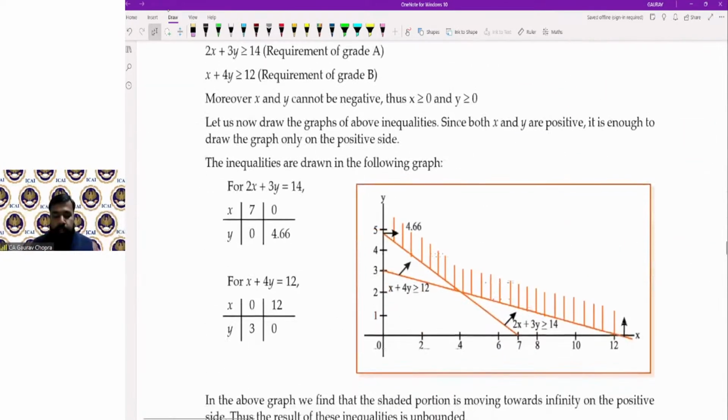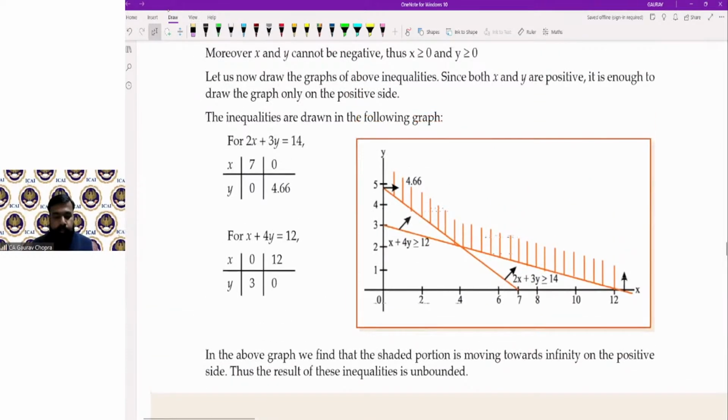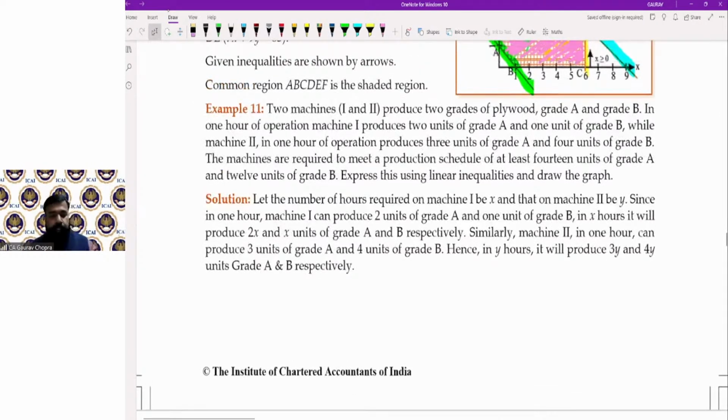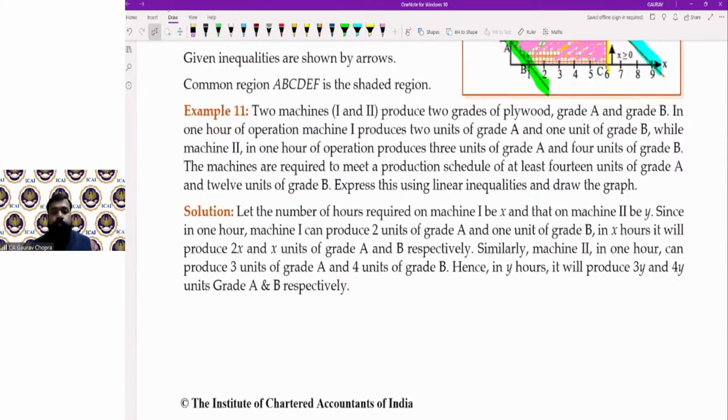So example number 11 is similar to what we have done. So let's do it again. Two machines 1 and 2 produce 2 grades of plywood, grade A and grade B. So these are the types of goods which the machines prepare. In 1 hour of operation, machine 1 produces 2 units of grade A.